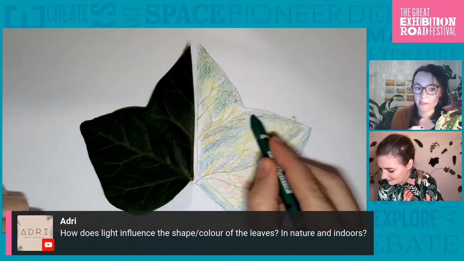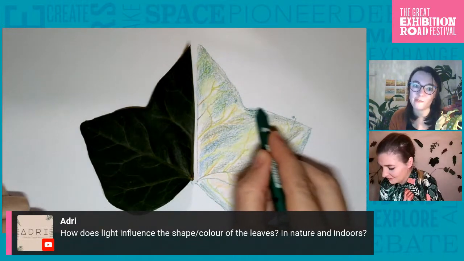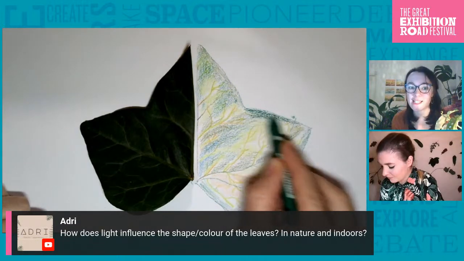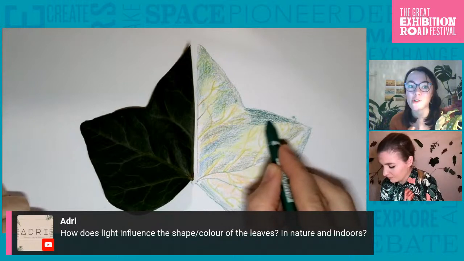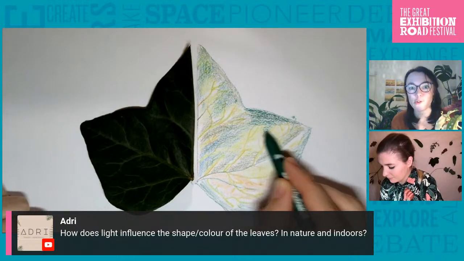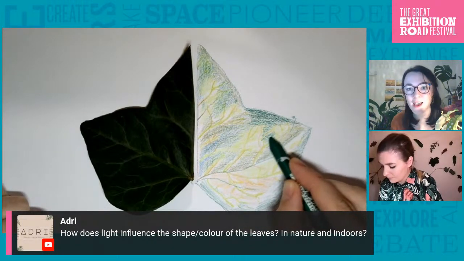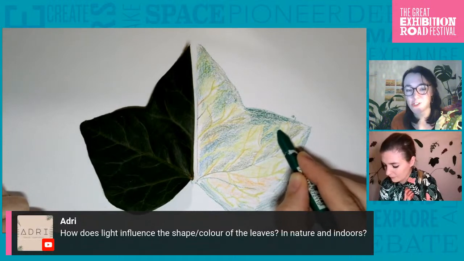So that's the whole plant rather than the leaf. But that's because of lack of light. So the plants really need good light in order to grow and form those final shapes. In terms of colour, that's a really good question as well.